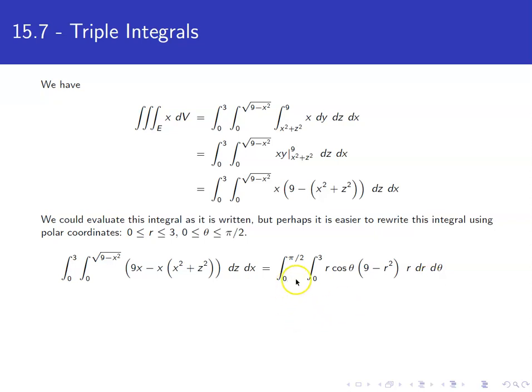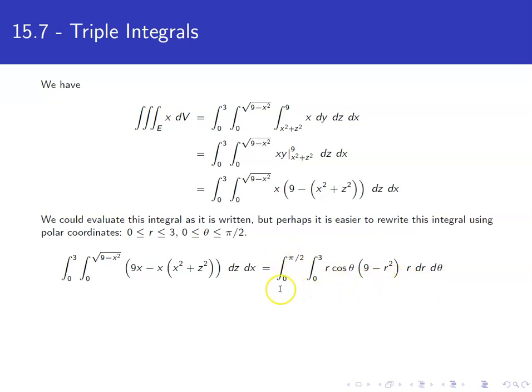So now we're doing the integral from 0 to pi over 2, integral from 0 to 3, r cosine theta times 9 minus r squared times r dr d theta. Notice that it doesn't matter that we're in the xz plane versus the xy plane. We can still use polar coordinates to rewrite this integral in something that's a little bit easier to integrate.